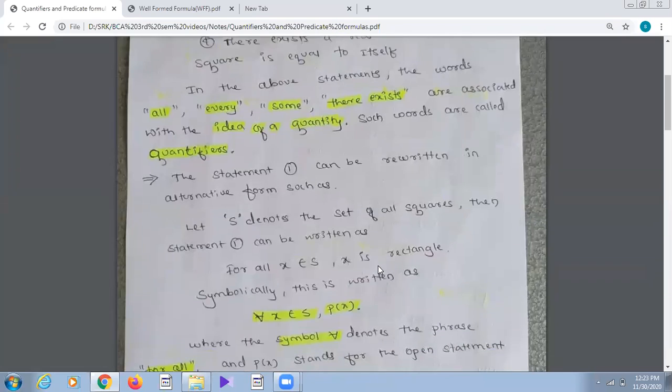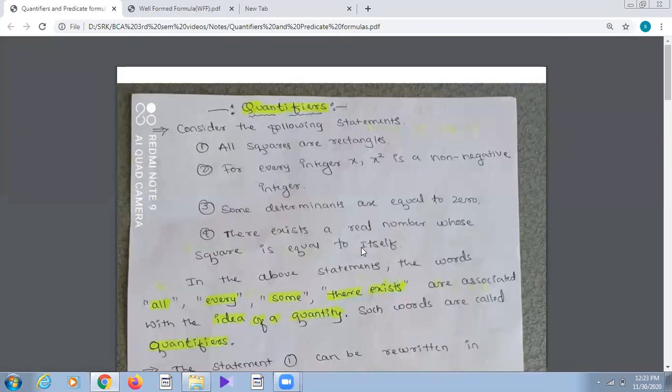So any doubt in the quantifier? Any doubt about quantifier? No, sir. Okay.